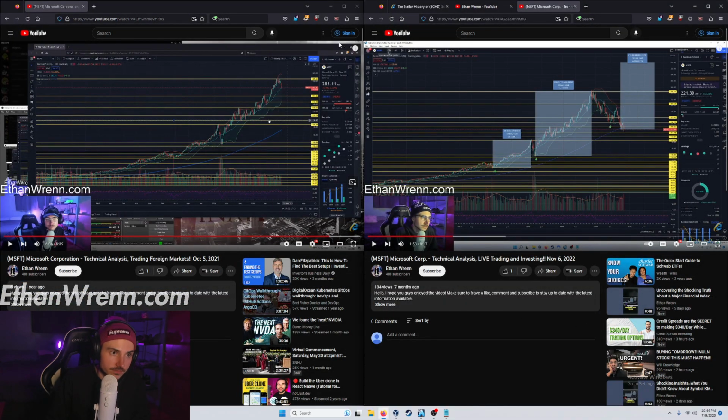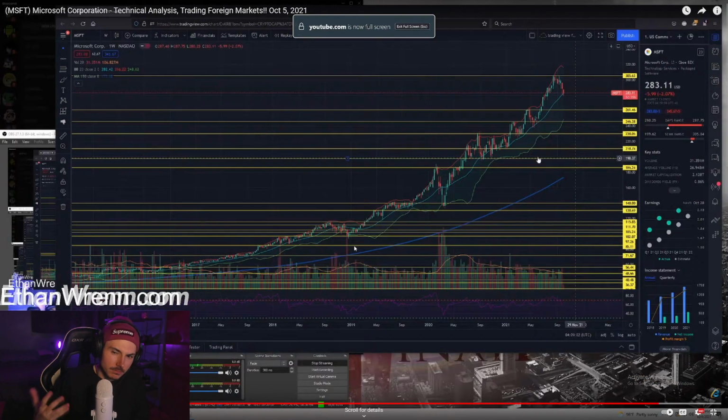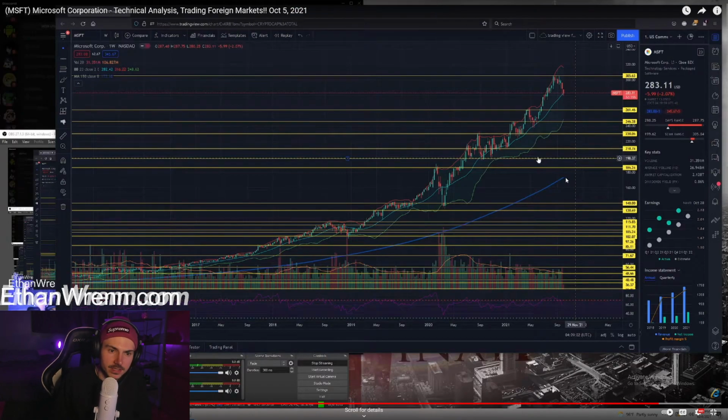It's a company like Microsoft. Just look at this chart. It's a multi-trillion-dollar company. The last time it had touched the weekly 180 moving average was farther back than 2015.